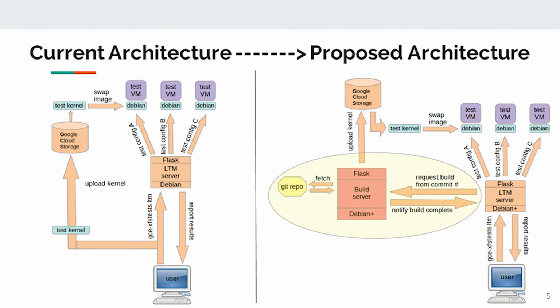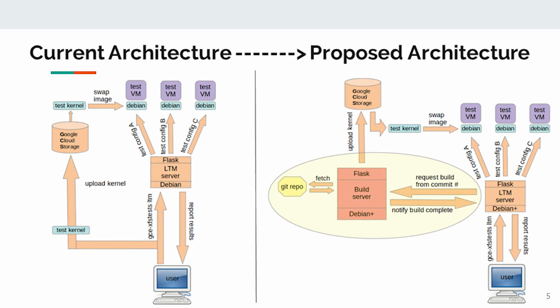Now we present the current architecture versus the proposed architecture. Under the current architecture, the user launches a test using gce-xfstests LTM. That launches the LTM, which then takes the kernel that has already been built on the user's computer and puts it into Google Cloud Storage. The LTM then launches one or more test VMs using the test kernel from Google Cloud Storage. When the tests are complete, the LTM then puts together a report and emails it to the user.